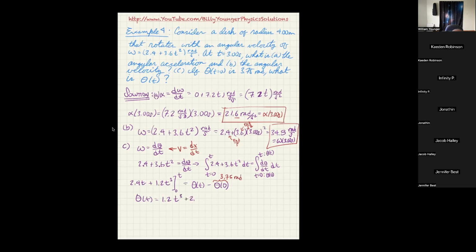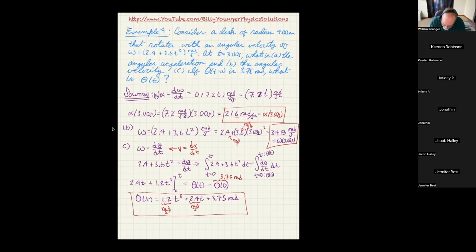plus 2.4t plus 3.75 radians. I should specify that this unit is going to have to be radians per second, and then this unit is going to have to be radians per second cubed, like that. But that is the theta as a function of time that we got there.